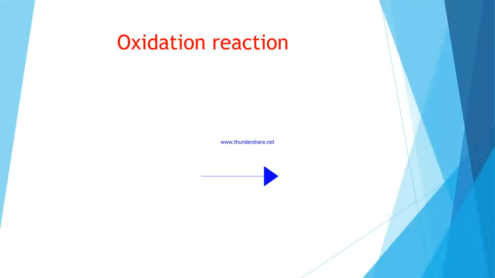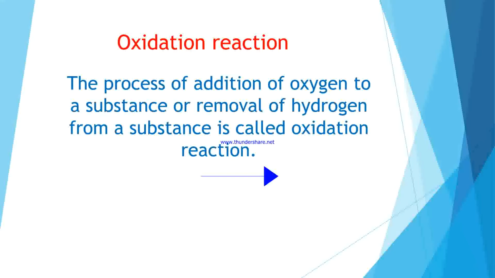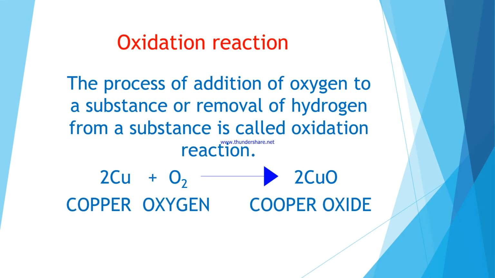And the next one is the oxidation reaction. The process of addition of oxygen or removal of hydrogen is known as oxidation. The example is when copper reacts with oxygen, it results in the formation of copper oxide. This is the oxidation reaction, addition of oxygen.